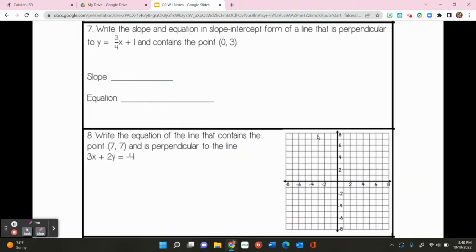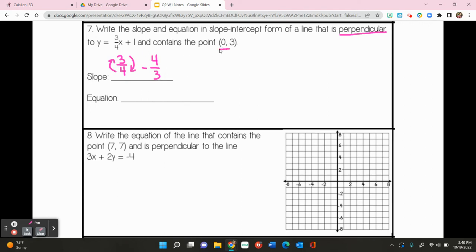We're going to look at number 7 and number 8. Number 7 says, write the slope and equation in slope-intercept form of a line that is perpendicular to y equals 3 over 4x plus 1 and contains the point 0, 3. To begin, I want to find the slope that is perpendicular to 3 over 4x plus 1. Remember, I have to find the opposite reciprocal. So I'm going to flip my fraction and change the sign. So negative 4 over 3 is my slope.